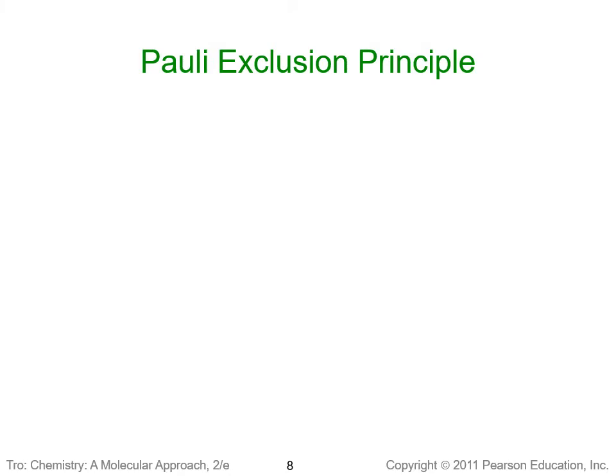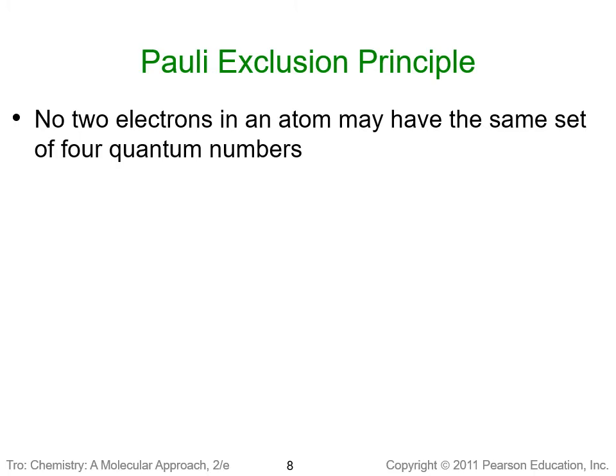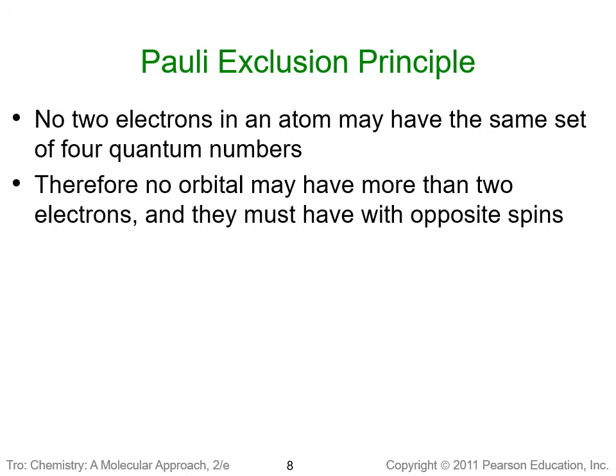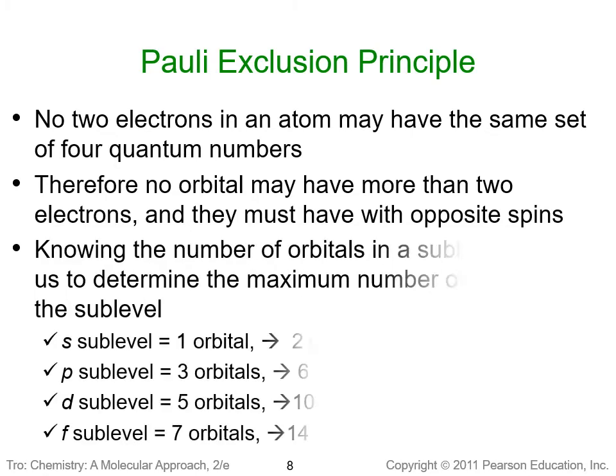There are certain rules we must follow in order to put the electrons into the orbitals. One of those rules is called the Pauli exclusion principle. This states that we cannot have two electrons in an atom that have the exact same four quantum numbers. Every electron has to have a unique set of quantum numbers. This means that no orbital can have more than 2 electrons, because in order to be unique, we have to have one with spin up and one with spin down.